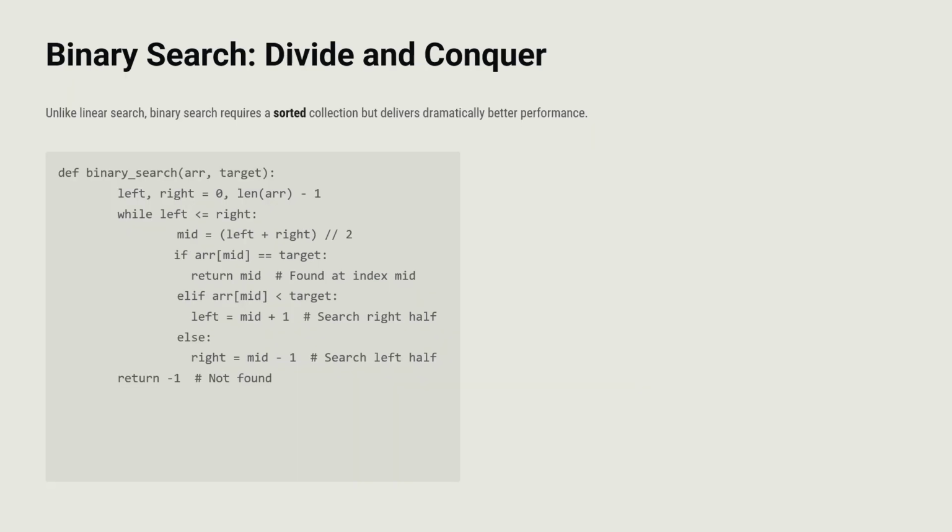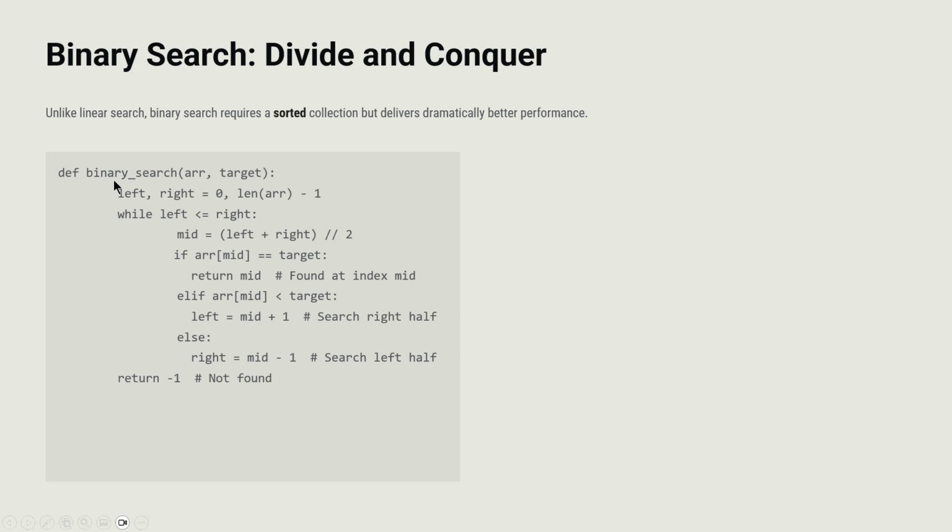On the other hand, binary search requires a sorted collection, but it delivers dramatically better performance. That is the advantage, that the speed of this algorithm for large data sets is exponentially faster. But the only drawback or bottleneck of this algorithm is that the data itself needs to be sorted before we apply the binary search algorithm.